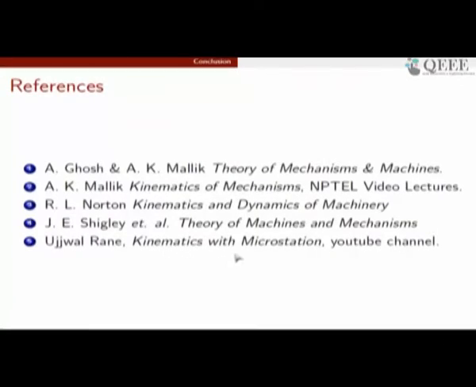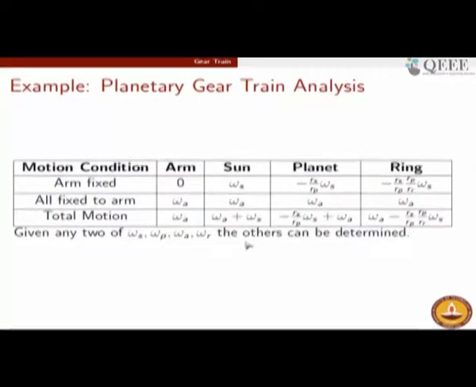So with this, I have touched upon the topics which were told in the syllabus on this. As I said, I have mostly taken this lecture material from Ghosh and Mallik's book. Also, Norton's book and Shigley's book are universally accepted books. You could read and solve the problems in these books. And as I said, not only Ujjwal Rane's site, there are many other nice animation sites available on YouTube and other related places, like this one that I gave here.